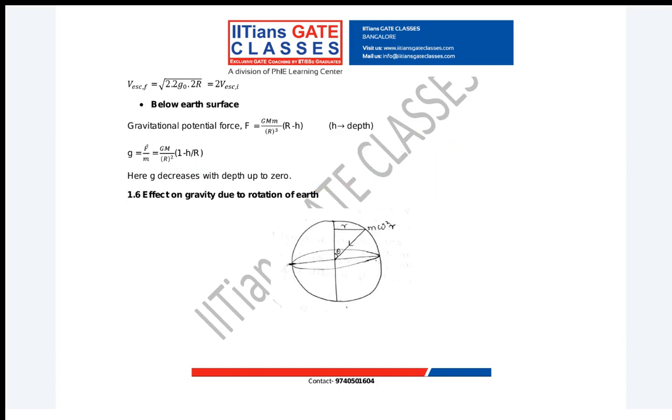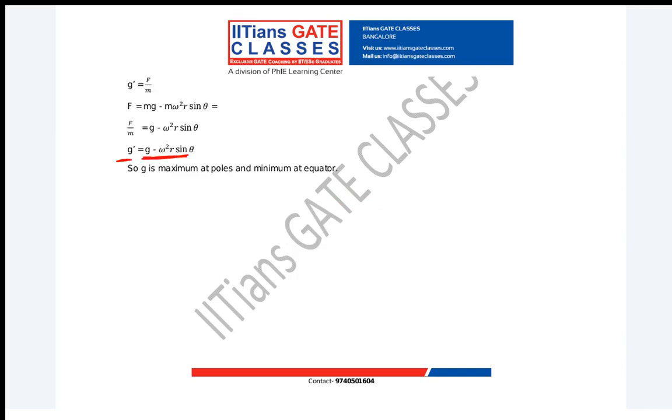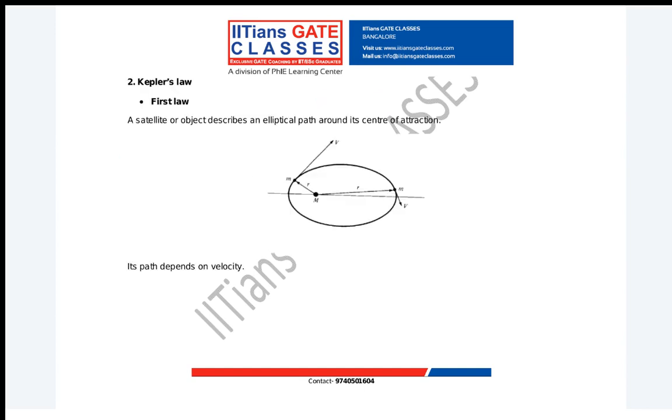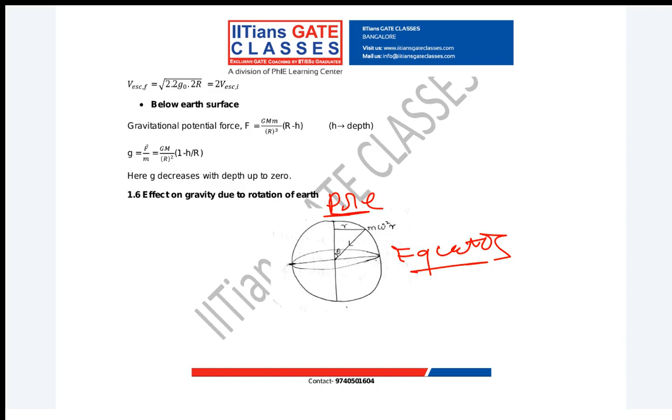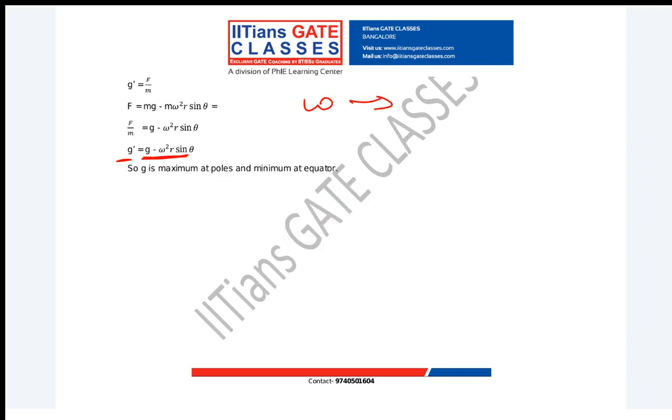Okay, so now again your gravity will change if you move from, like, this is the pole and this is the equator. So if you move from the equator to the pole, your g value will be different. How will it be given? By your g at any radius. It is g minus omega square R sine theta. What is omega? Omega is the angular velocity of the Earth. So you can say at any position which is theta from vertical, the g value will be g minus omega square R sine theta. R is not the radius.